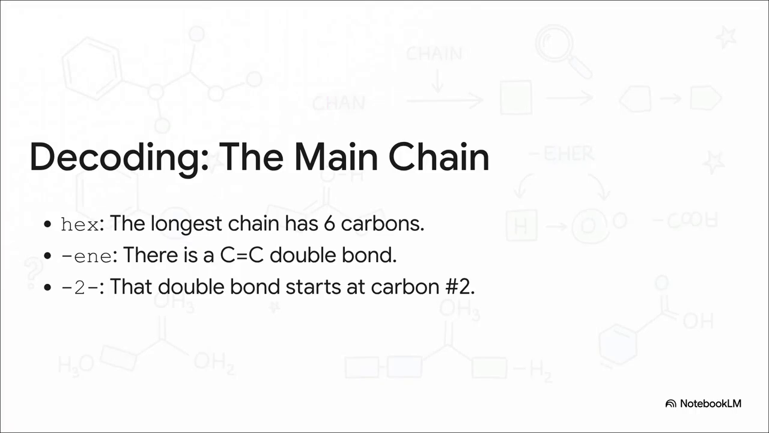Let's start from the back and work our way forward, because that's where the main chain info is. Hex, that tells us the longest chain has 6 carbons. Easy. The ene ending tells us there's a carbon-carbon double bond somewhere in that chain. And the 2 in the middle, that's the address. It tells us that double bond starts on carbon number 2. See? Each part is a specific instruction.